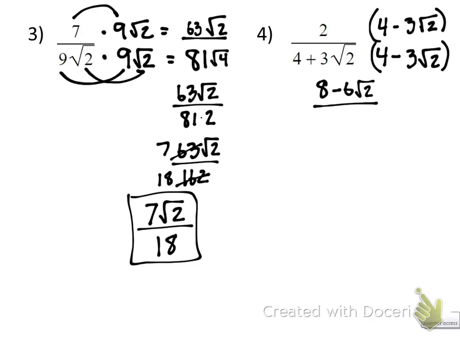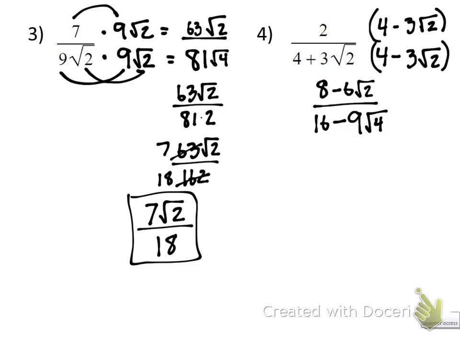Denominator now. Multiply 4 times 4 is 16. This is a difference of squares. That's why we use a conjugate in math, because it's a difference of squares. So you have to put a minus sign. Then you square the second term. 3 times 3 is 9. And then rad 2 times rad 2 is rad 4. Okay? And then we continue on here.